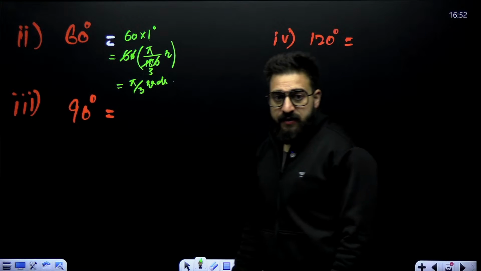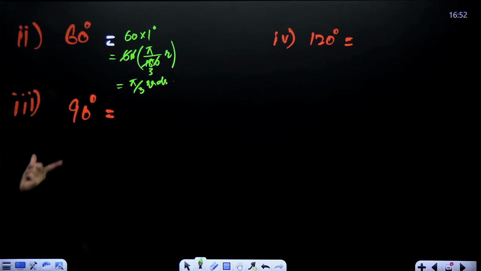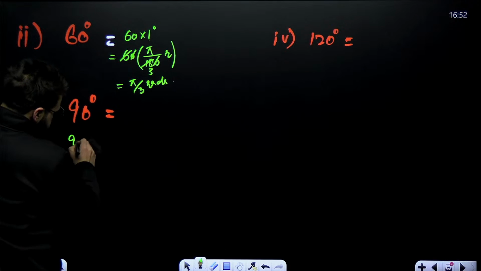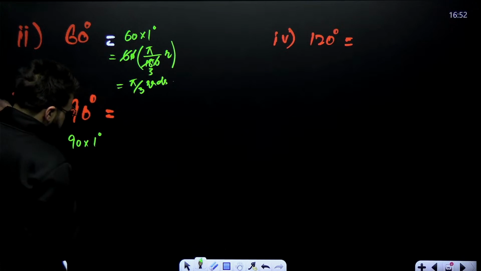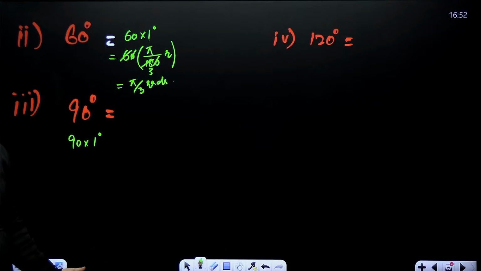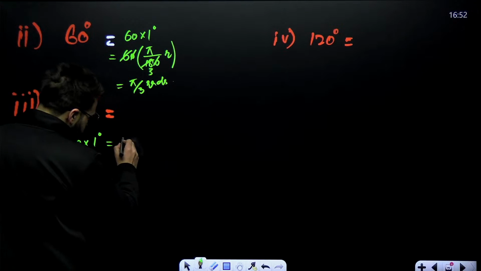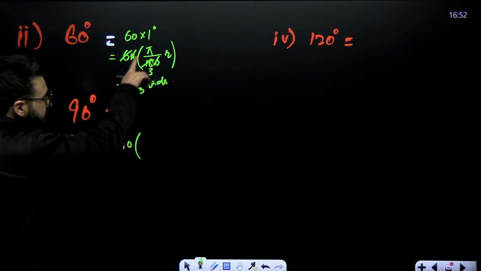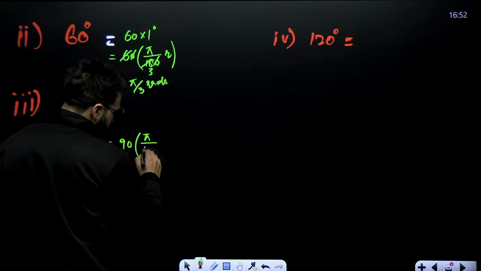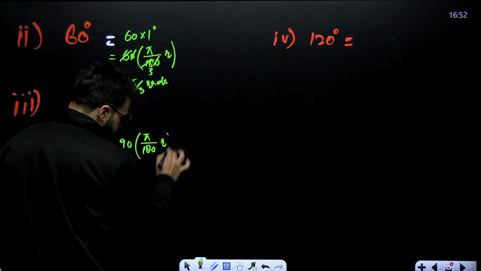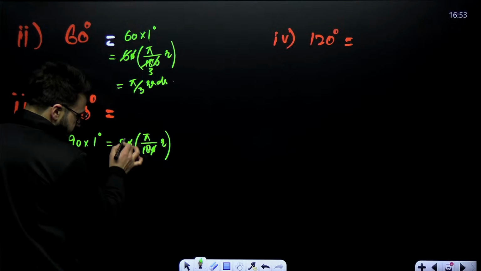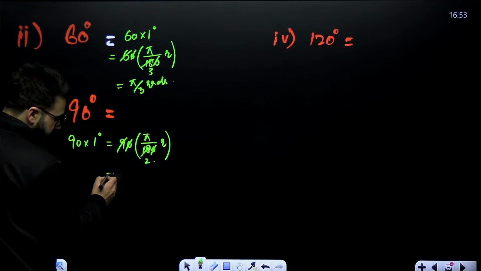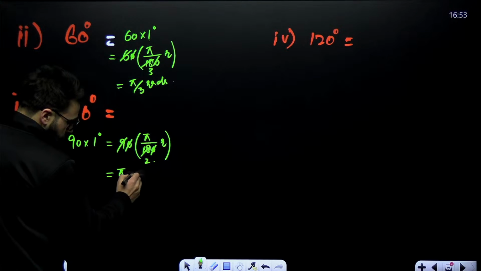Okay. Now, guys, let's take a look over here. 90 degrees. Can I write this as 90 into 1 degree? 90 into 1 degree means 90 degrees. So, I can say over here, this will be 90, and 1 degree will be simply pi divided by 180 radians. Now, this and this will cancel. 9 ones are 9, 9 twos are 18. So, it will come out to be pi by 2.